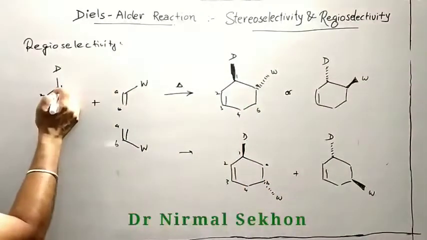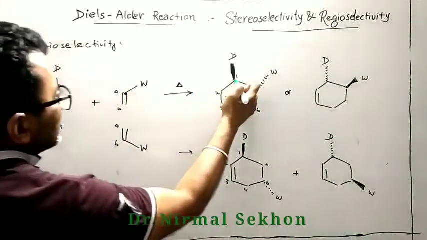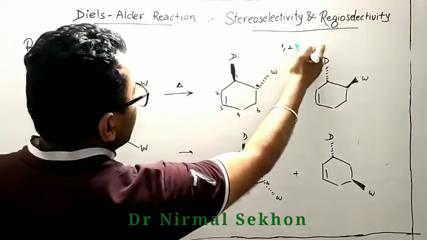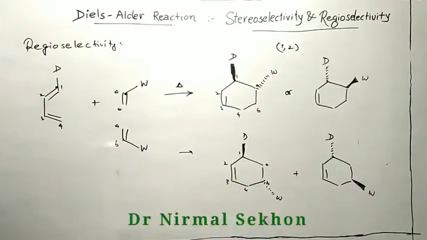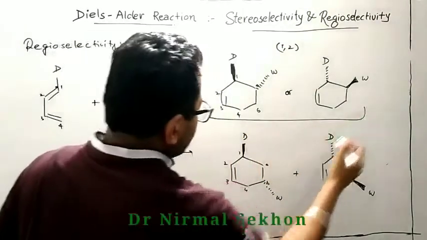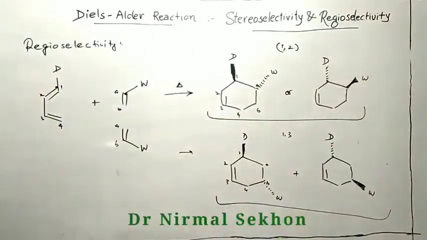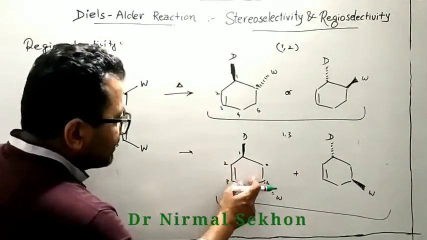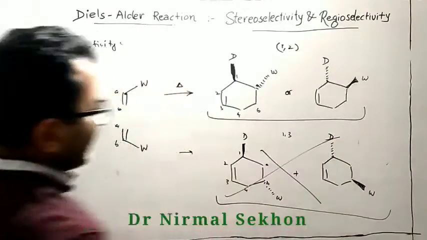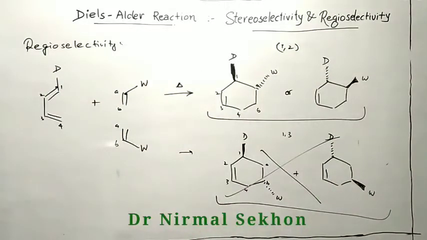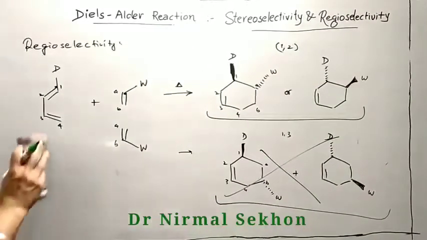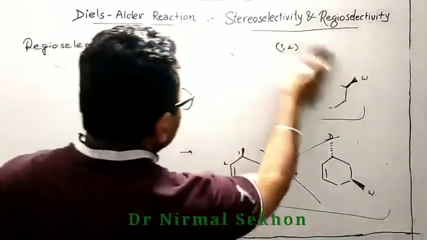These are the two compounds which are formed. They are at 1 and 2. These two are the 1,2 products. These two products are 1,2 products. But these two products are 1,3 products. Actually these are not possible here. These products will not form. Right? So let's take an example to explain it.